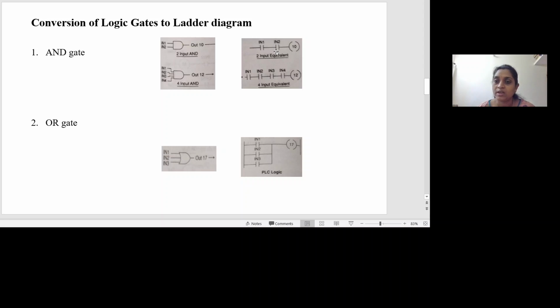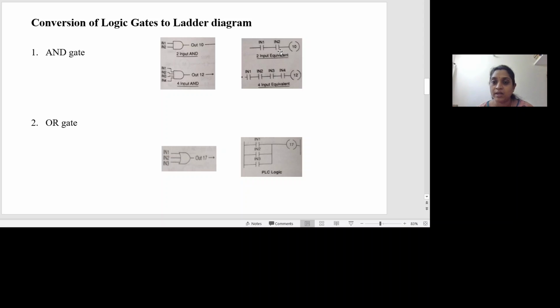So these IN1 and IN2 contacts are connected in series, and then output 10 is also connected in the same rung. From the truth table of an AND gate, if you remember, when both the inputs are 1, the output is 1. Otherwise, it is 0. That fourth combination in the truth table is evident in this ladder diagram. That is, whenever the contacts IN1 and IN2 both are energized, both will close.